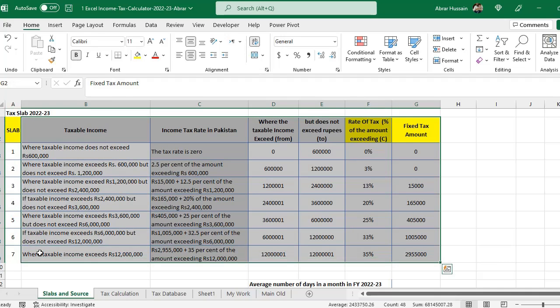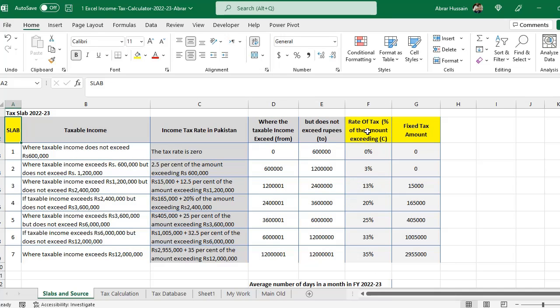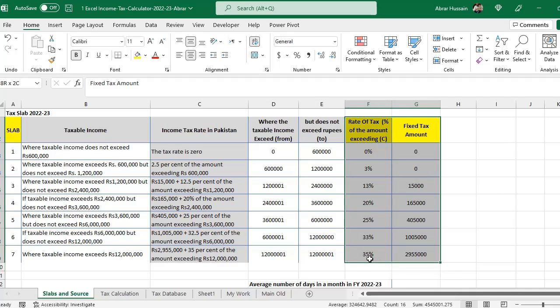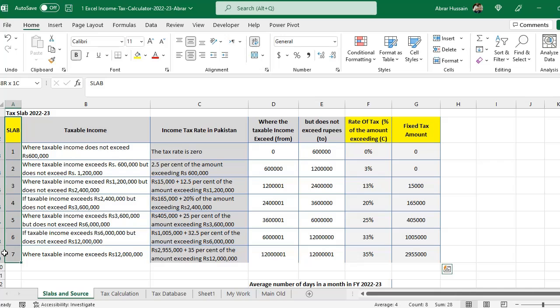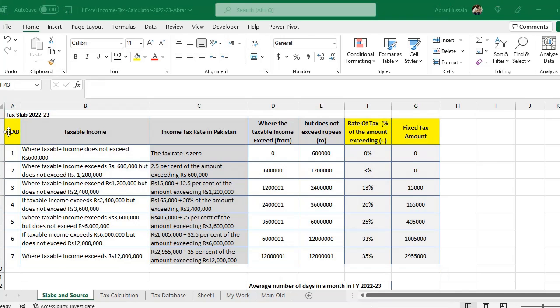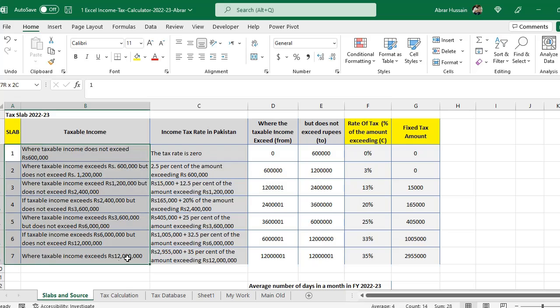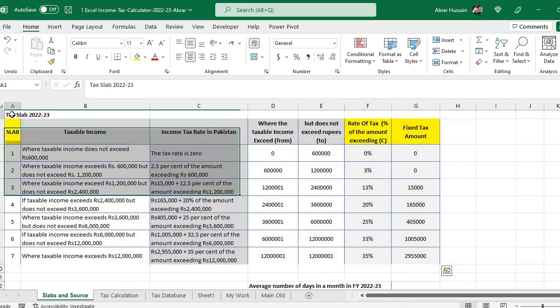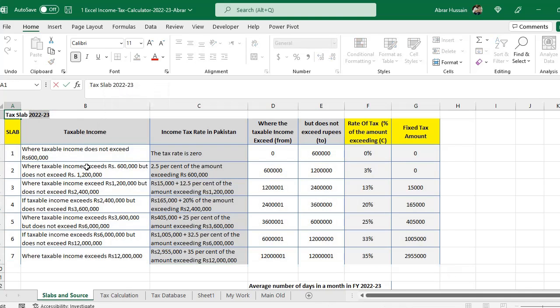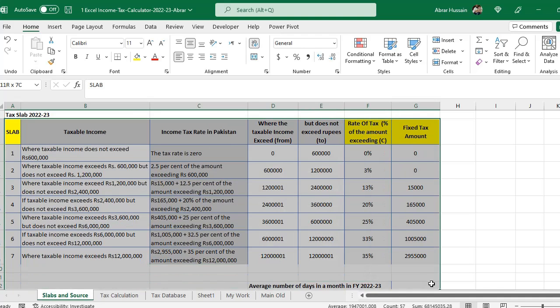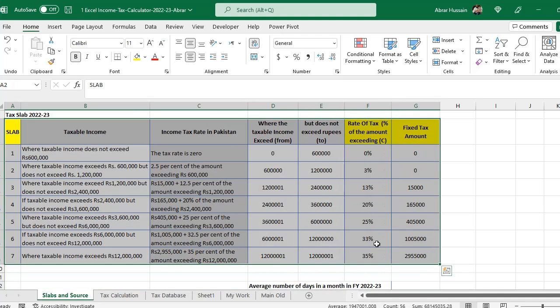So there are three things that you need to understand. The first one is the slab, the next one is the rate of income tax, and then the fixed tax amount. These three things we will explain and discuss in detail. So now the first thing, there are seven slabs in the fiscal year 2022-2023 in Pakistan. In other countries, it might be different. But as I said, the formulas are the same.